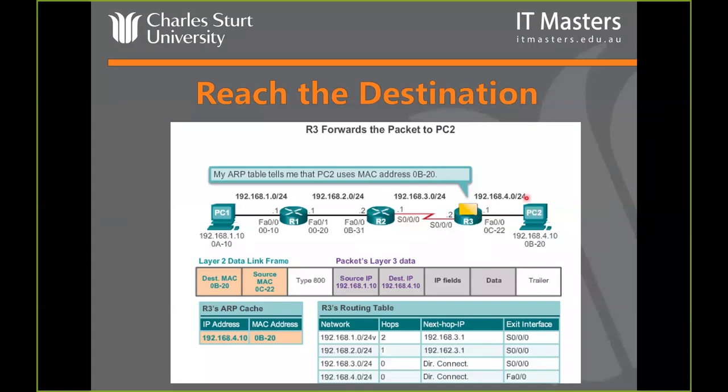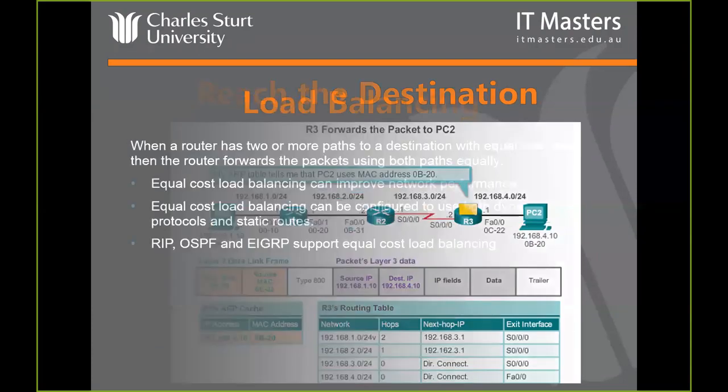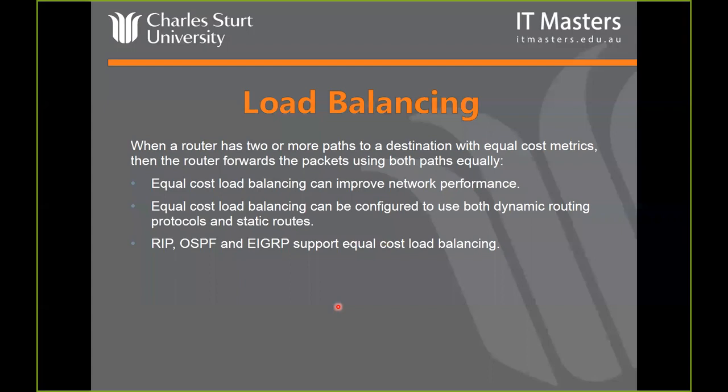Once it gets out onto that particular segment of the network, the PC will automatically pick it up, because it'll be listening for packets that are destined straight for it. That's if we're talking about routers with a single path. So all through that example, we had a single hop from one router to another.